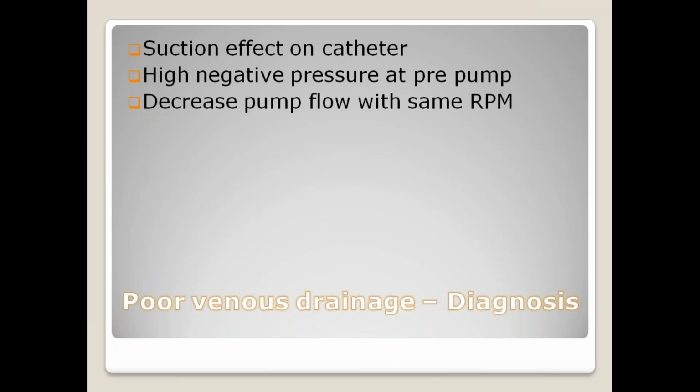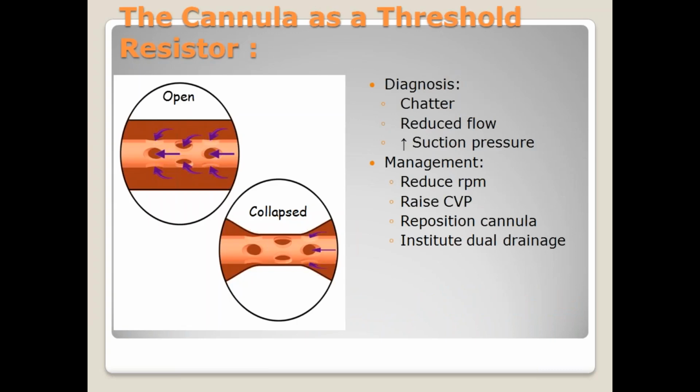So how do you diagnose poor venous drainage? You get a suction effect on the catheter. That is what I was showing you, the chattering effect. There are high negative pre-pump pressures and a decrease of pump flow with the same RPM. So you can diagnose it with chattering, reduced flow and increased suction pressures. Once the patient starts chattering, you have to reduce the RPM; don't increase the RPM. Otherwise, the chattering will further worsen and there will be a suction effect on the vessels. So once you see a chattering effect on the tube, decrease the RPM till the tube settles.